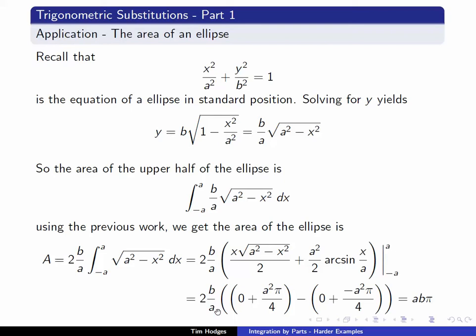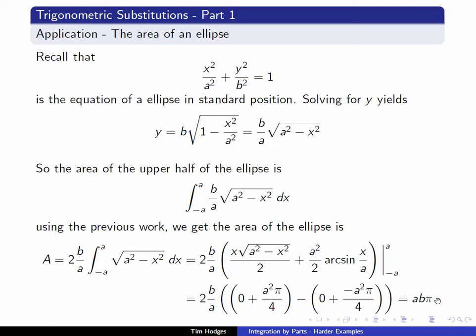So we get 2 times b over a times, well, when x is a, this whole term is 0, and this one is arcsine of 1, which is pi over 2. So that gives us an a squared pi over 4. Then we subtract off the analogous thing when x is minus a. Again, we get 0 here, and here we get negative a squared pi over 4. Adding this up, we get a squared pi over 2 inside the parenthesis. The 2 cancels out, the a cancels out with one of the powers of a, leaving us with ab pi.